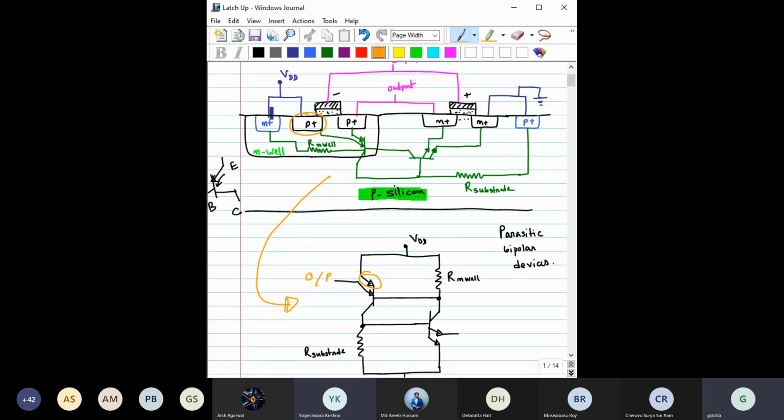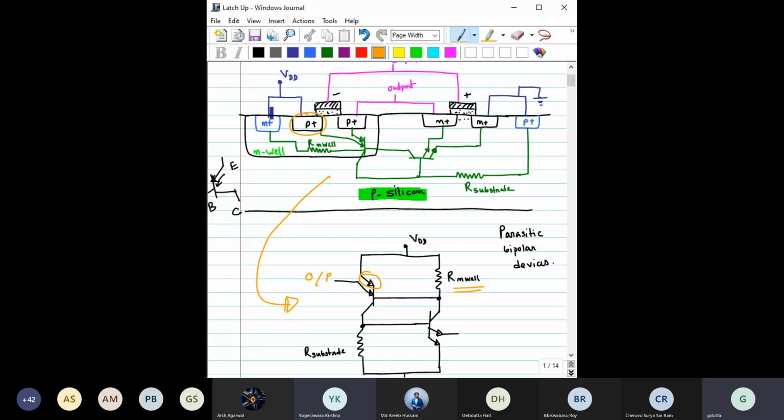Then you have this N region. This N region is connected with this resistance Rn well, and Rn well is connected with VDD. Fine, this part. Now let us come back to this.